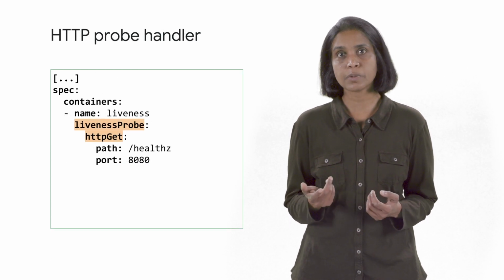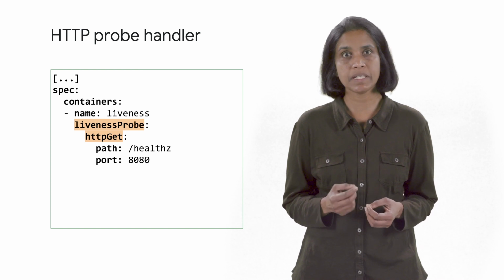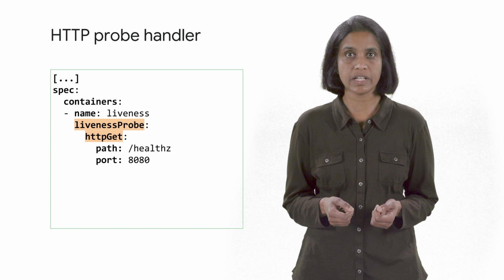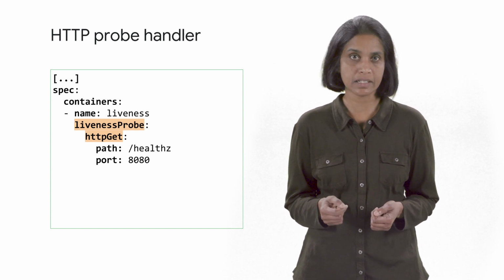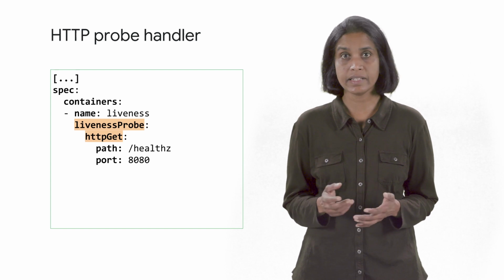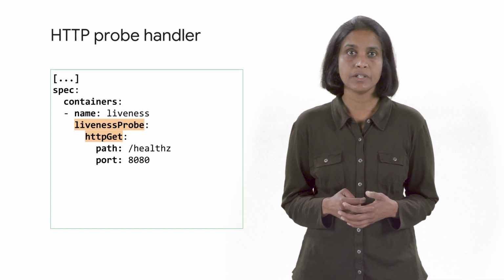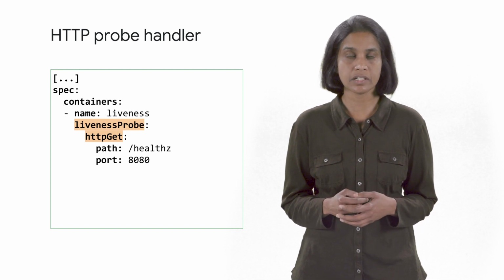The second type of probe handler, HTTP, uses an HTTP GET request. If the request returns with a code range from 200 to 400, Qwiklabs considers the container healthy. Anything outside that range will kill the container. You can easily set up a lightweight HTTP server on the container to use this probe.